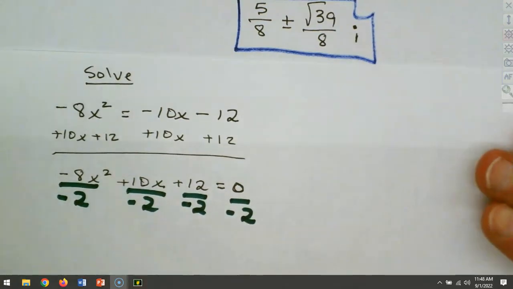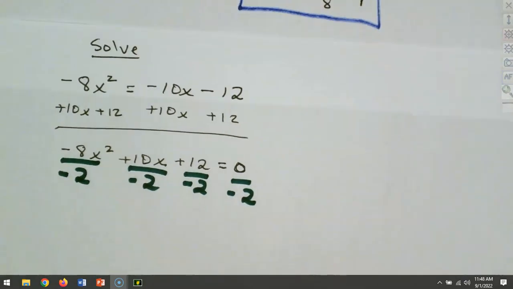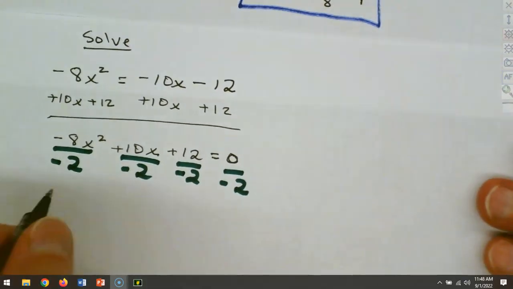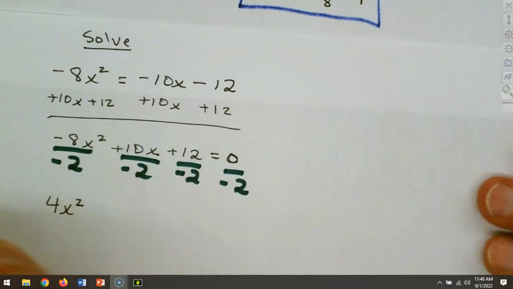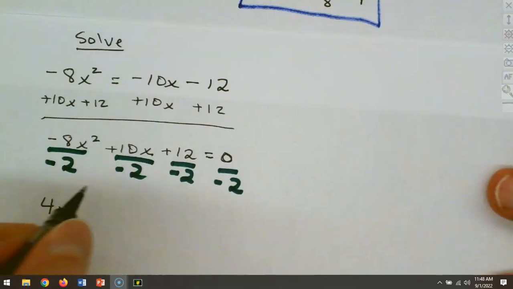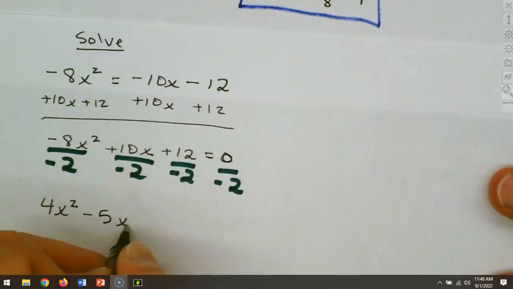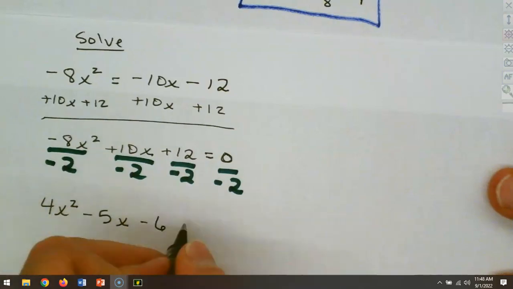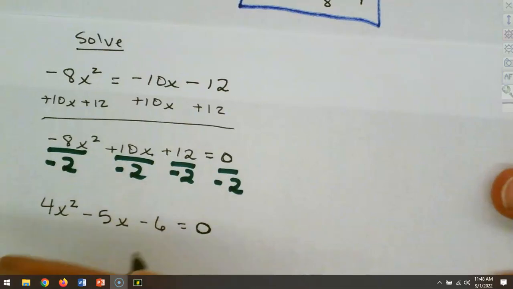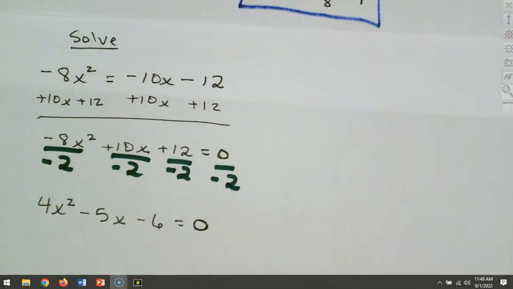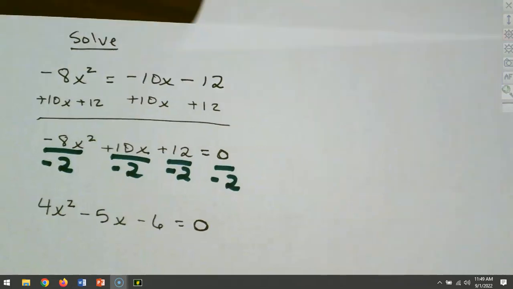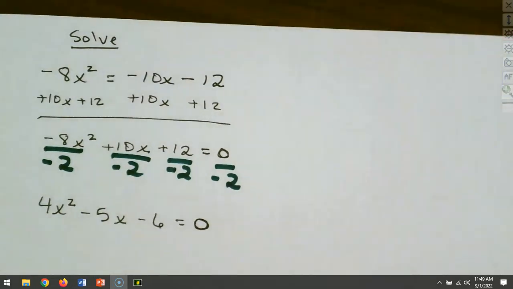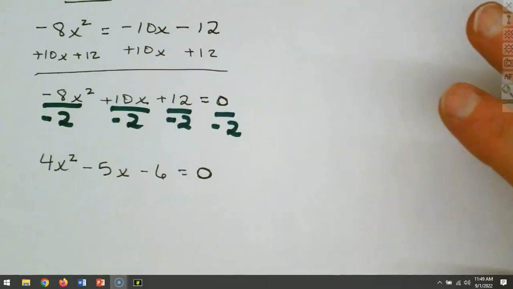And now we're going to rewrite. The numbers will be smaller and much easier to work with. So now we can rewrite this as 4x squared. Watch your signs. We've got a minus 5x. And we have a negative 6. And that equals now 0. Okay. Is everyone all right with that so far? Yep. So just take your time. Again, don't rush through these because that's where you'll make your mistakes. Sign errors are where you make the mistake.